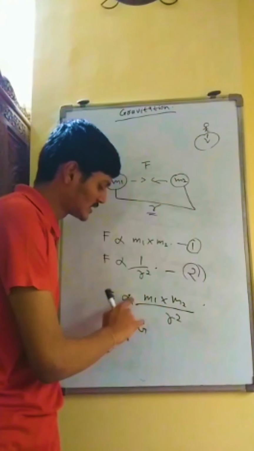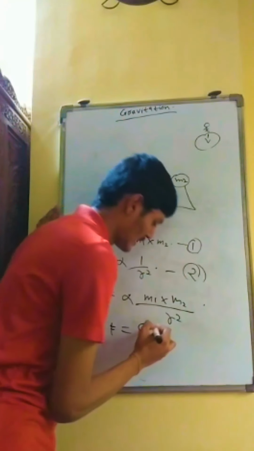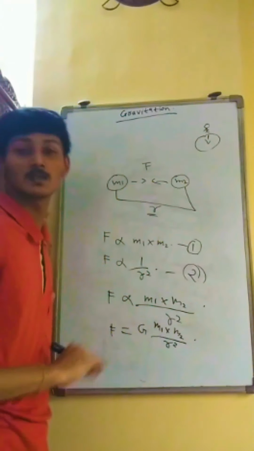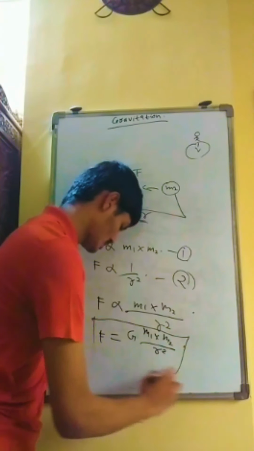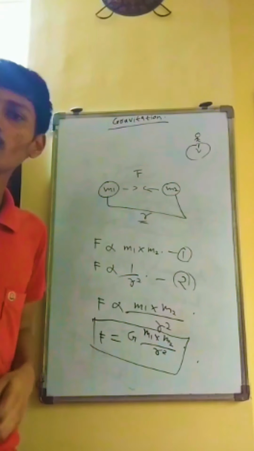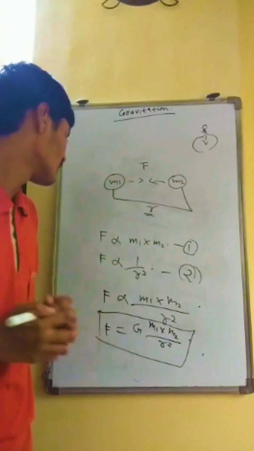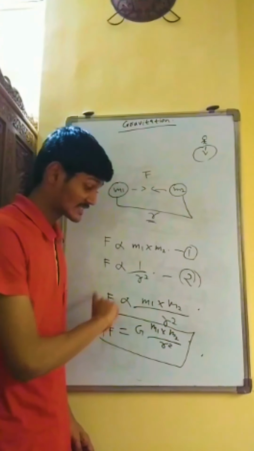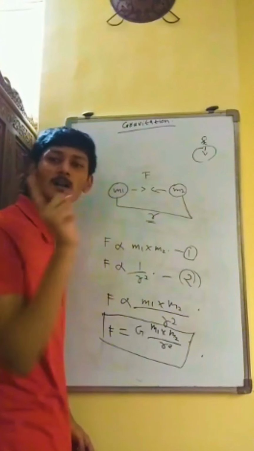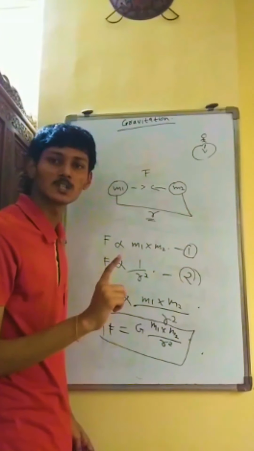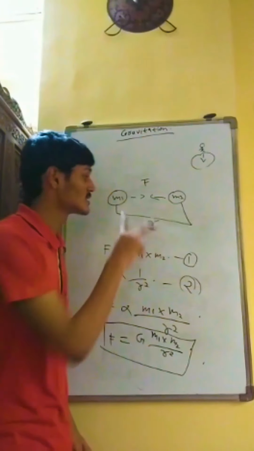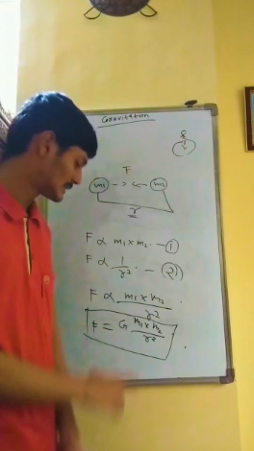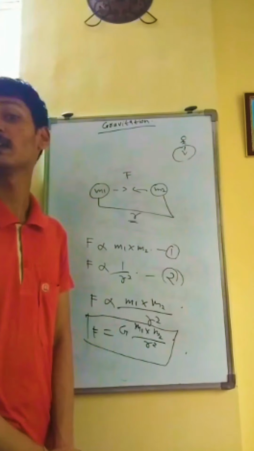So we removed the proportionality symbol by putting in the gravitational constant, and here we have the product of the masses of the two bodies upon the square of the distance between the two bodies. This is the most famous Newton's law of gravitation. So what will be the statement? The gravitational force is directly proportional to the product of the masses of two bodies and inversely proportional to the square of the distance separating the two bodies. This is the most famous Newton's law of gravitation. This is very important for numericals and further equations in the chapter.